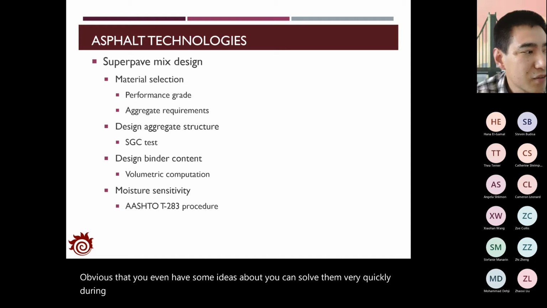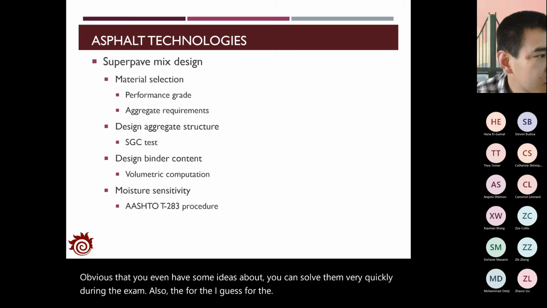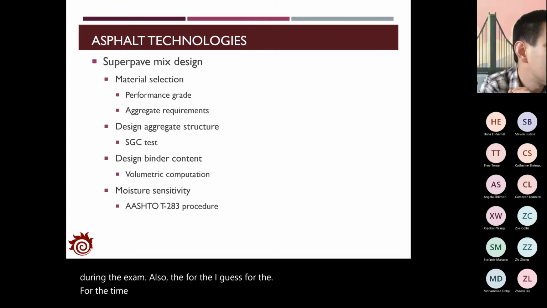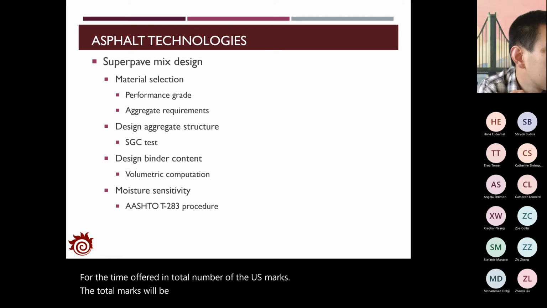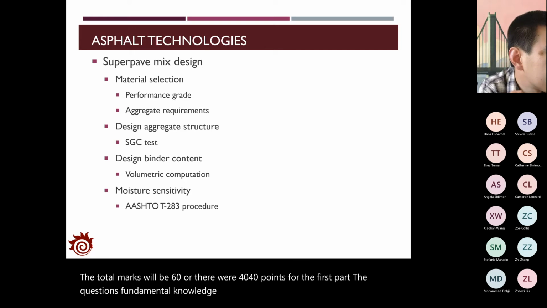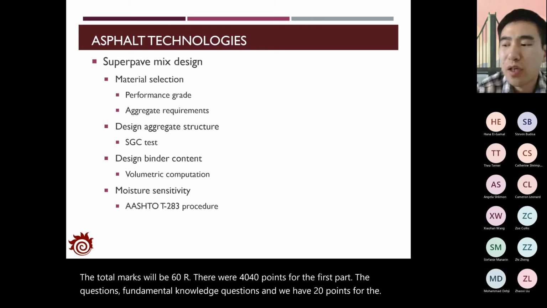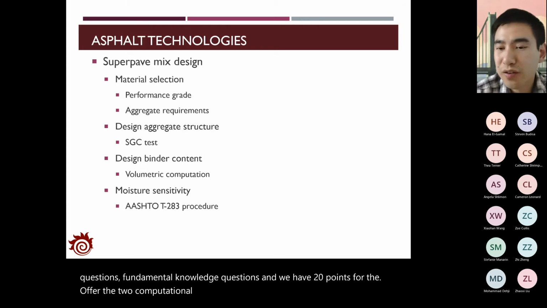Also, the total number of marks will be 60. There will be 40 points for the first part, the fundamental knowledge questions, and we have 20 points for the 2 computational questions. Each one will have 10 points.